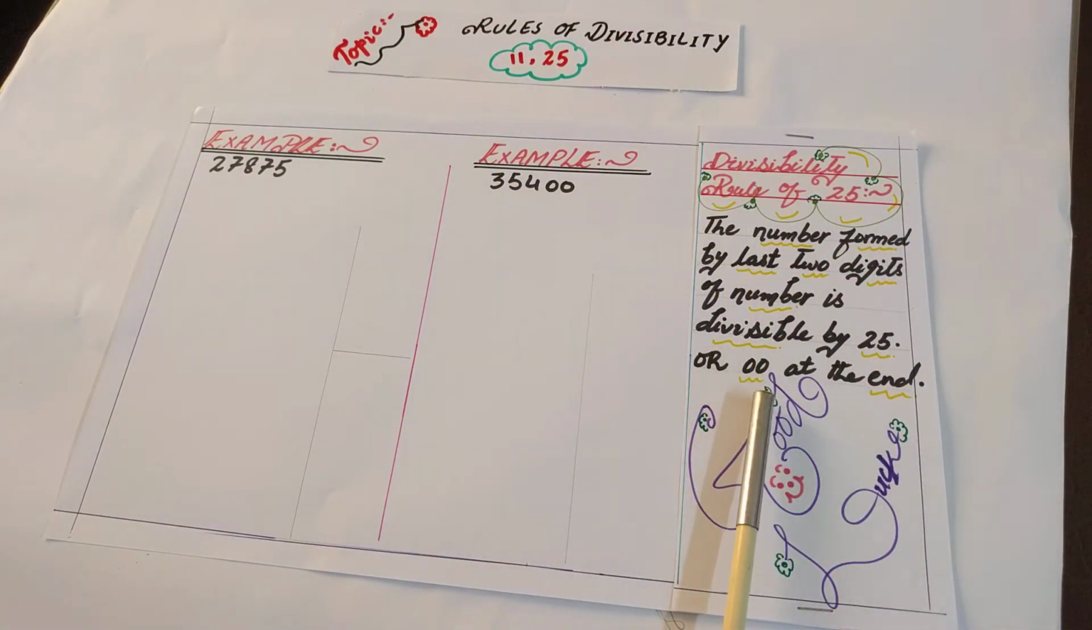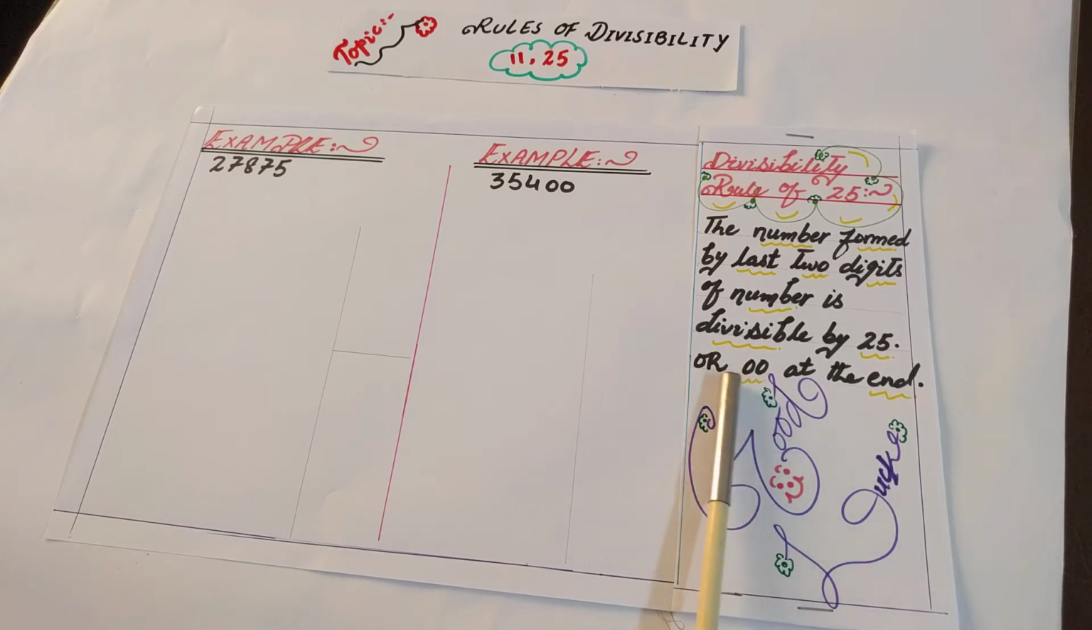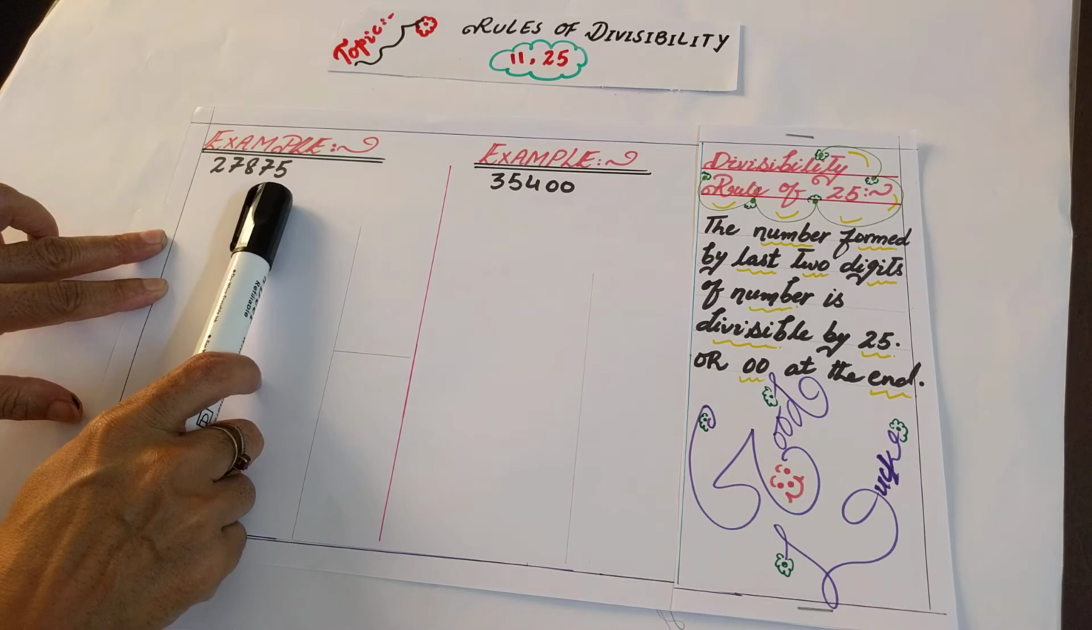And the second condition is, if the last two digits of the given number are 0, double zeros at the end of the number, then that whole number will be divisible by 25. Let's take the example. The example is 27875.